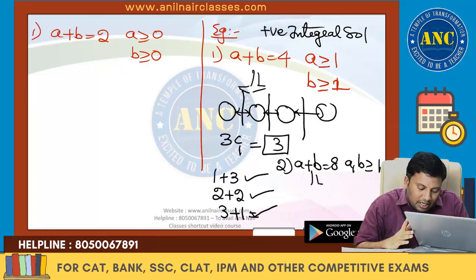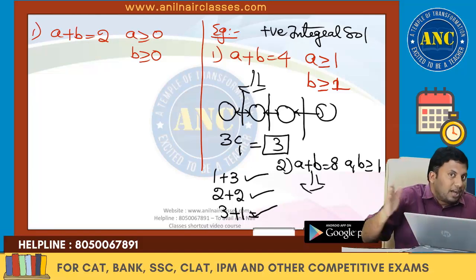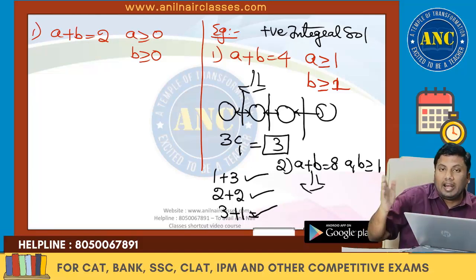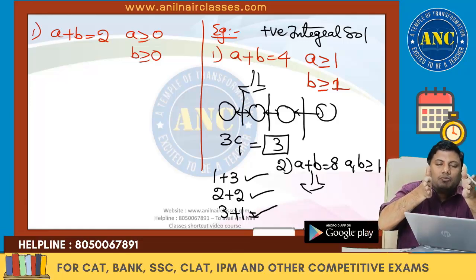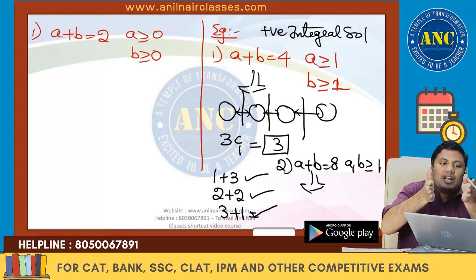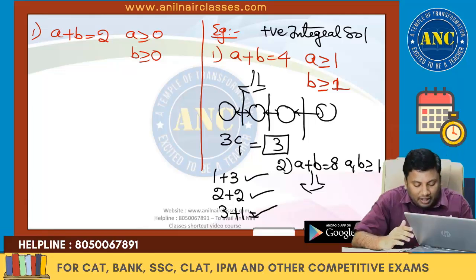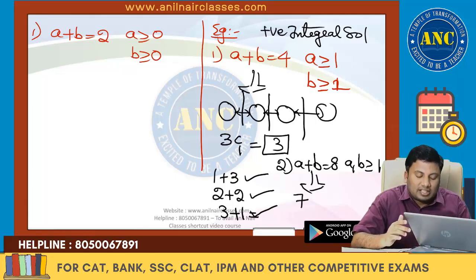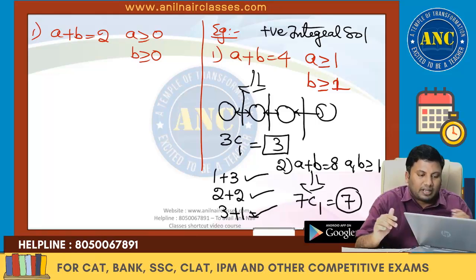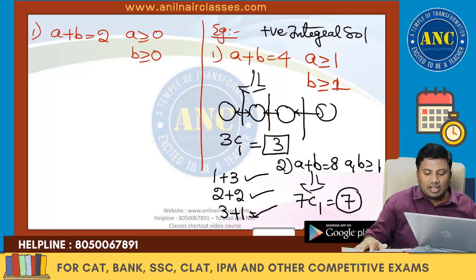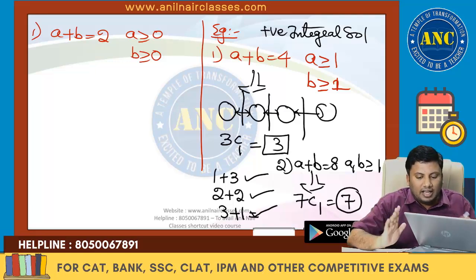If a plus b equivalent to 8, 8 balls are written in a line. If 2 balls are written, there is 1 gap. If 3 balls are written in a line, there are 2 gaps. If 8 balls are written, there are 7 gaps. Select any one. 7C1 is nothing but 7. Idea is clear.